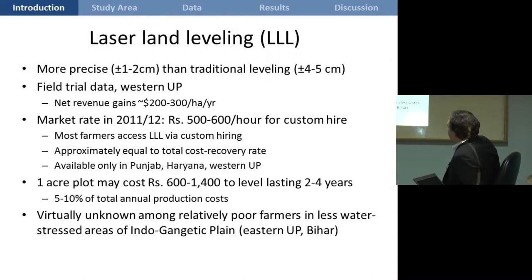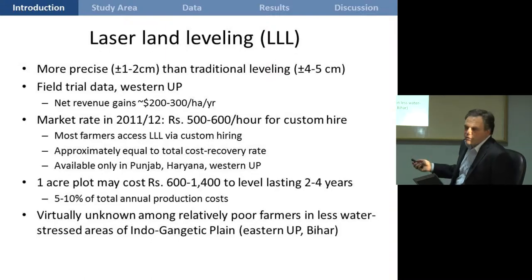result of its use. In 2011, 2012, when we began this study, the market rate in Punjab and Haryana was about 500 to 600 rupees per hour for custom hired services of a laser land leveler. And that's how most farmers access the technology. So ultimately, a 1 acre plot costs about 600 to 1400 rupees to level, and that lasts between 2 and 4 years, depending on how intensive the production is on that land. And that's a small fraction of total production costs per acre. But where we were working, further east of Punjab and Haryana, the technology was virtually unknown until we came around.